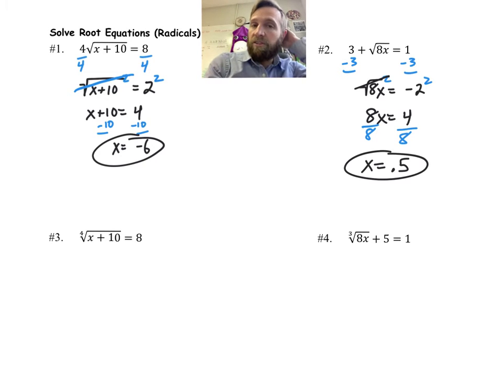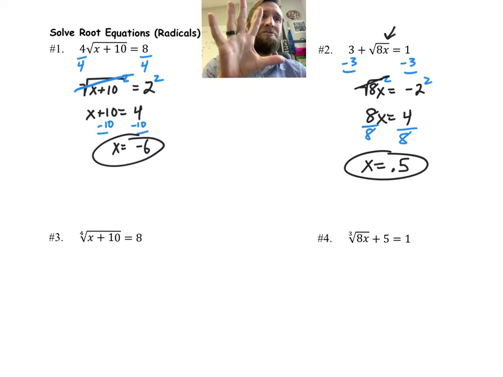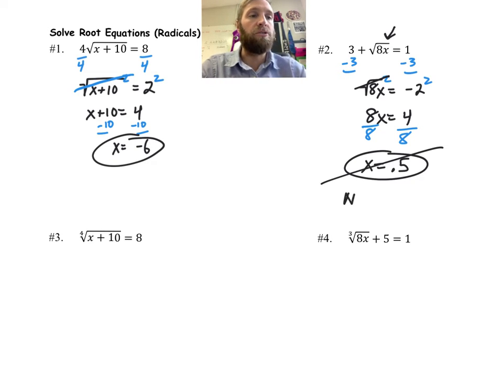But if you're smart, you should always go back and plug your answers in and think about what happens when you plug your answer in. Cool. We plug in 0.5 for x there, and 8 times 0.5 is 4. The square root of 4, we can do that. That's 2. But now we have 3 plus 2, which is 5. That is not 1. So we can see that it's kind of like an extraneous solution. So we have no solution.